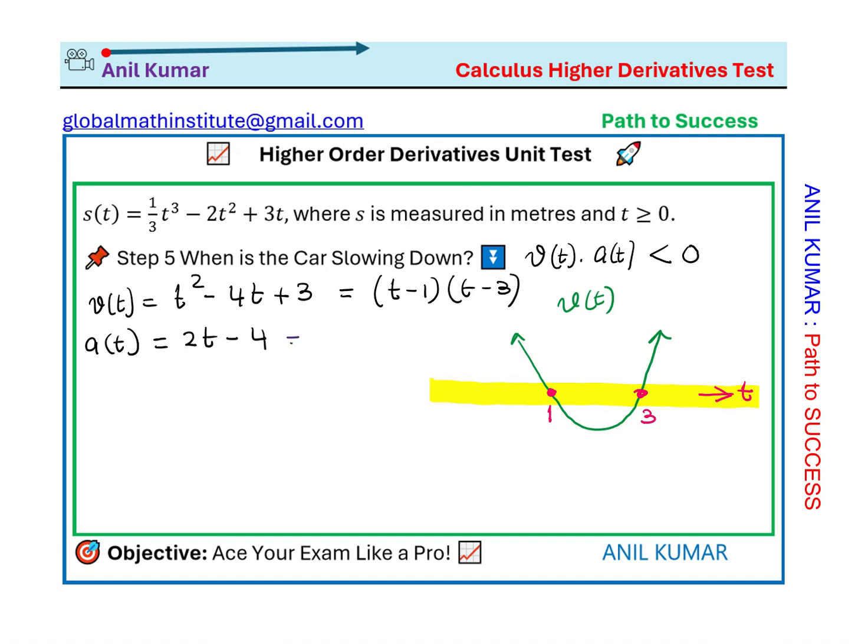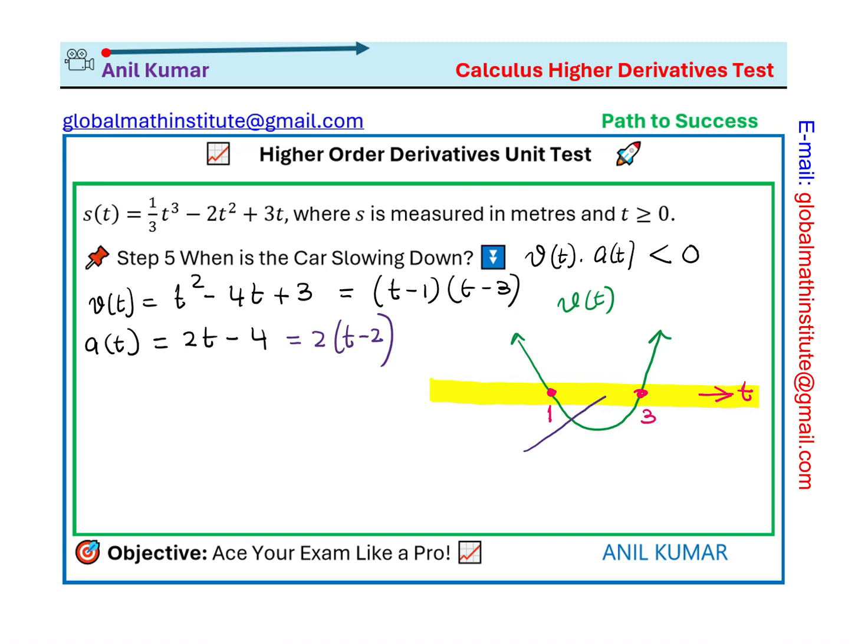Now, as far as the acceleration goes, let me use a different ink for acceleration. So we could rewrite this as 2 times (t minus 2). So if t is less than 2, it is negative, right? And at 2 and beyond, it is positive. So it is kind of like this. So this is the graph for acceleration. And the point here is at 2.